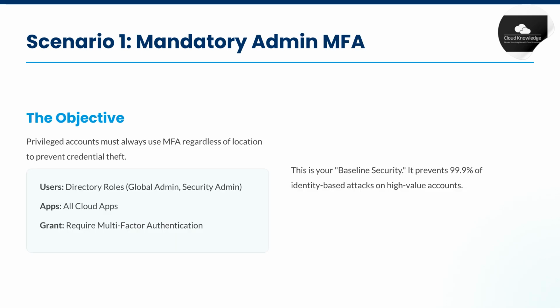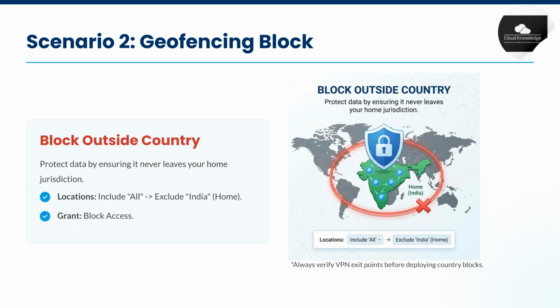Scenario 1 focuses on mandatory admin MFA. The objective is to ensure privileged accounts always use MFA to prevent credential theft. This baseline security targets directory roles across all cloud apps and requires multi-factor authentication. Scenario 2 is a geofencing block. To protect data within a specific jurisdiction, you can block access from all locations outside your home country. Remember to verify any VPN exit points before deployment.